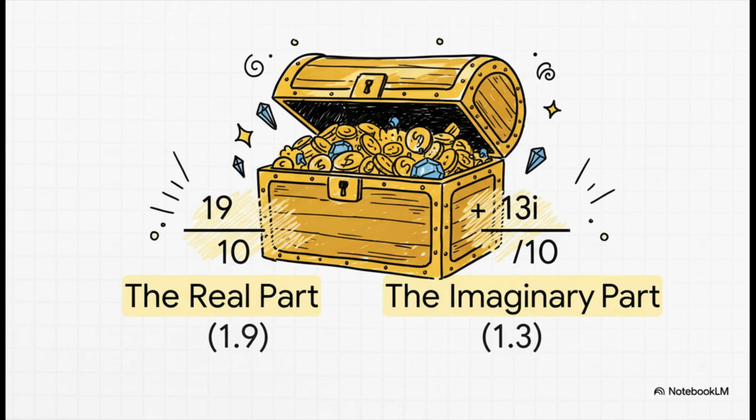Now we can finally see it. The real part is 19 over 10, or 1.9. The imaginary part is 13 over 10, or 1.3. That thing that looked totally impossible a minute ago, solved.